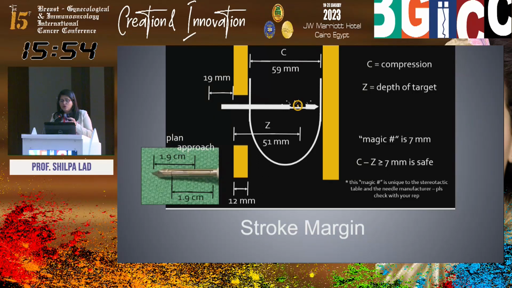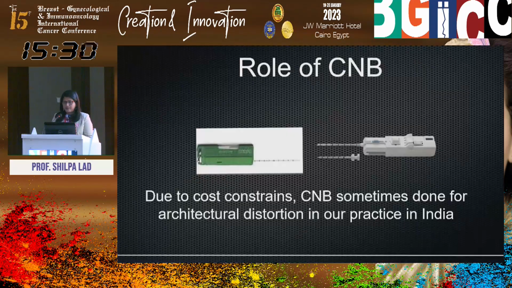Therefore, when you look at your total compression minus the Z, that is the depth of the microcalcifications, architectural distortion or asymmetry, the difference should be at least 7 millimeters or more. Only then will you be able to proceed with your procedure. Now that is the most important step about stroke margin that I had to explain here.